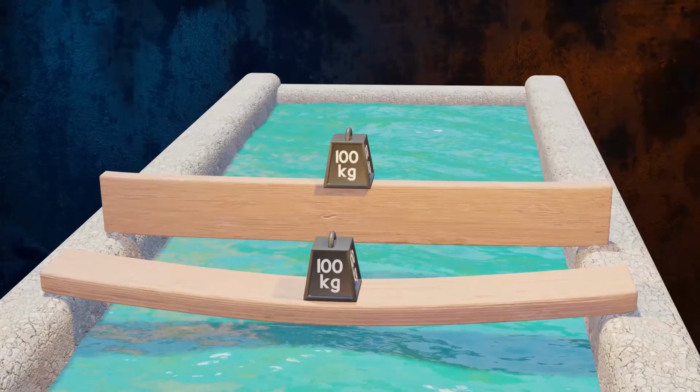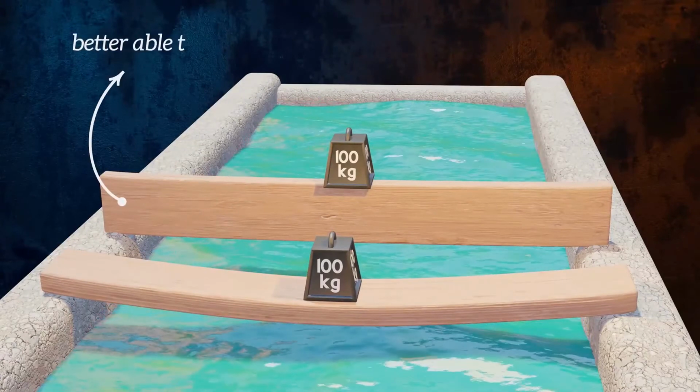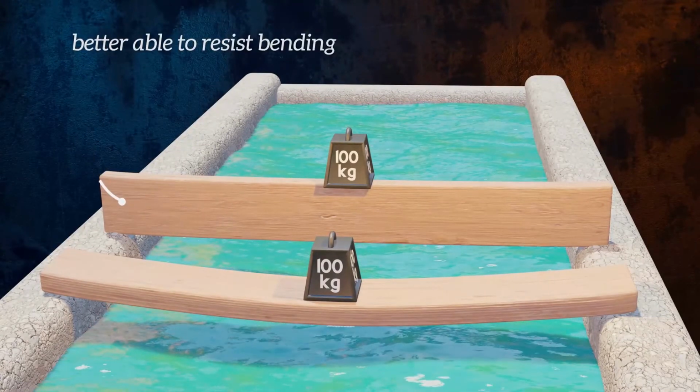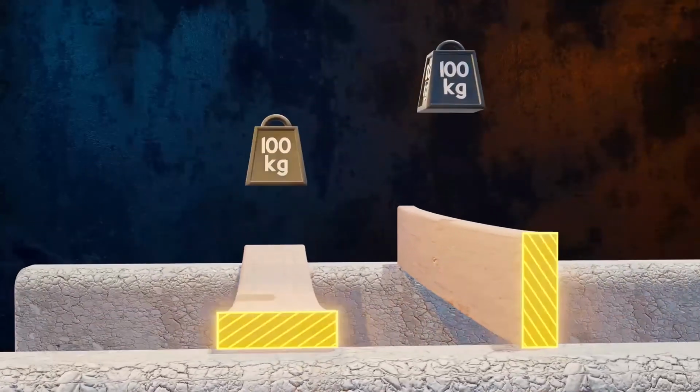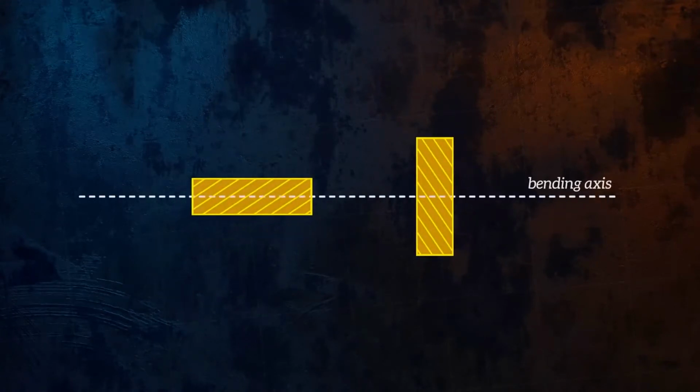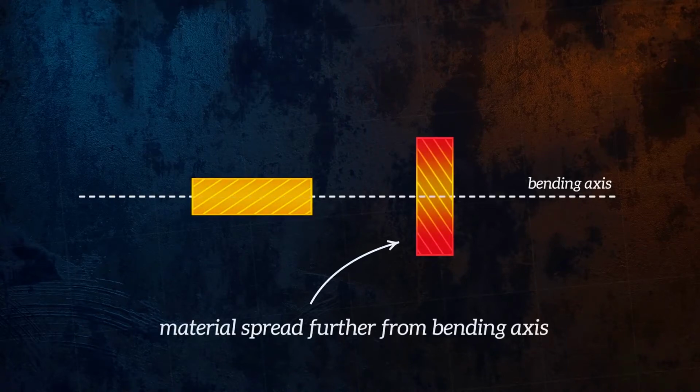Some cross-sections are much more efficient at resisting bending than others. The further the material is spread from the bending axis, the stiffer a cross-section tends to be. The cross-section on the right has more material located far from the bending axis, and so is better at resisting bending, even though both cross-sections have the same area.